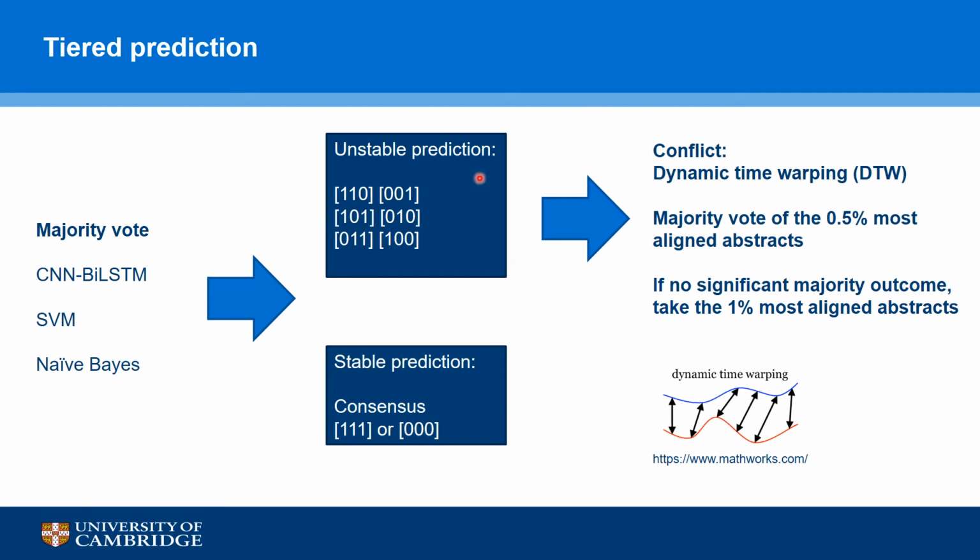If there was a discordance in the majority vote, we then used dynamic time warping as a method of conflict resolution by taking the 0.5% most aligned abstracts. If we still fail to get a majority vote, we can expand that to the 1% most aligned abstracts. This is just a schematic reminding you of how dynamic time warping would work.